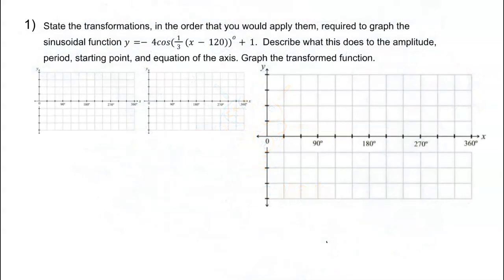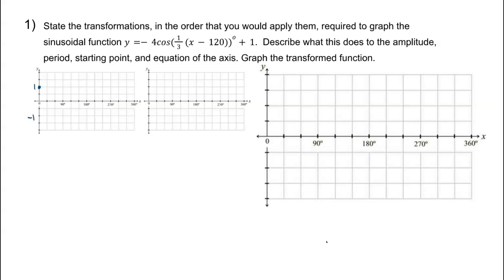This question says, state the transformations in the order that you would apply them required to graph the sinusoidal function shown. Describe what this does to the amplitude, period, starting point, and equation of the axis. Graph the transformed function.